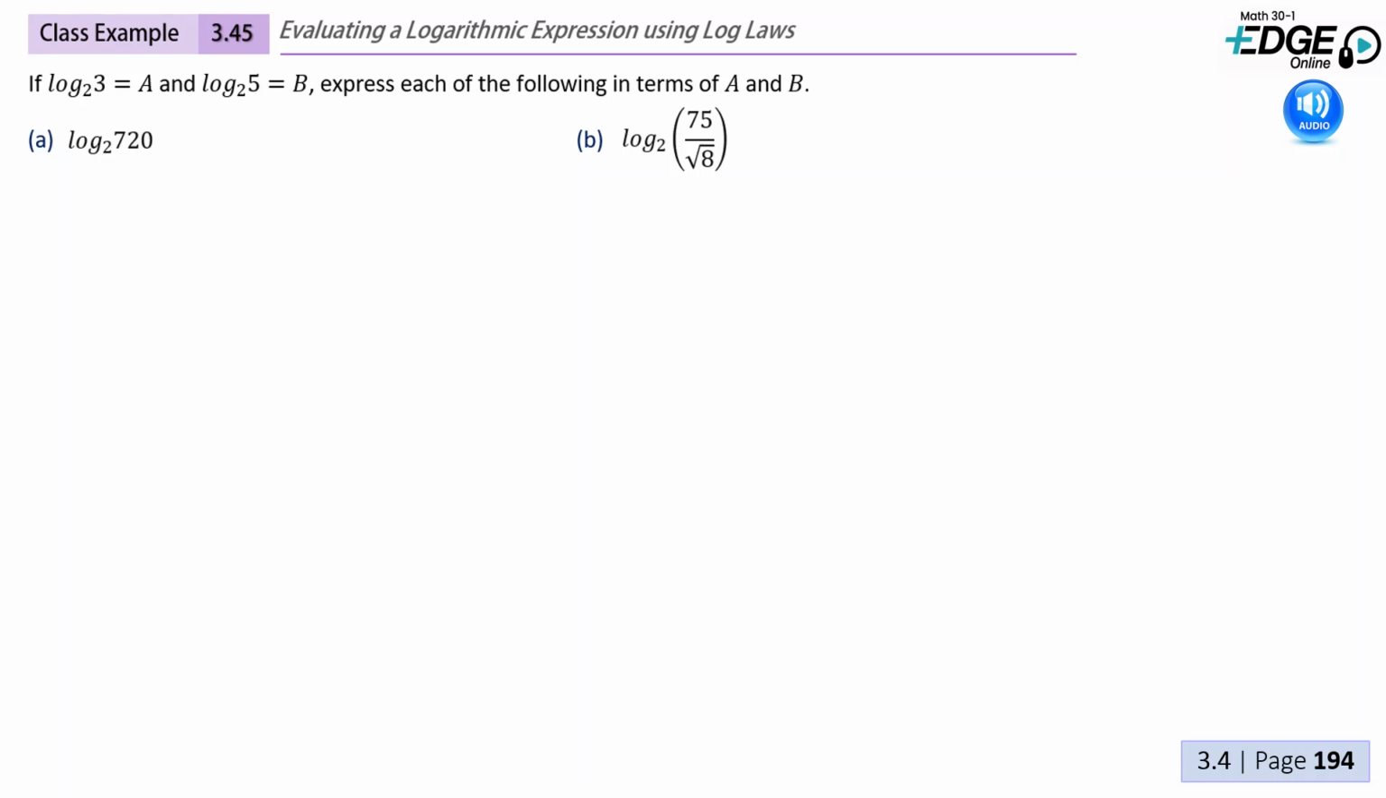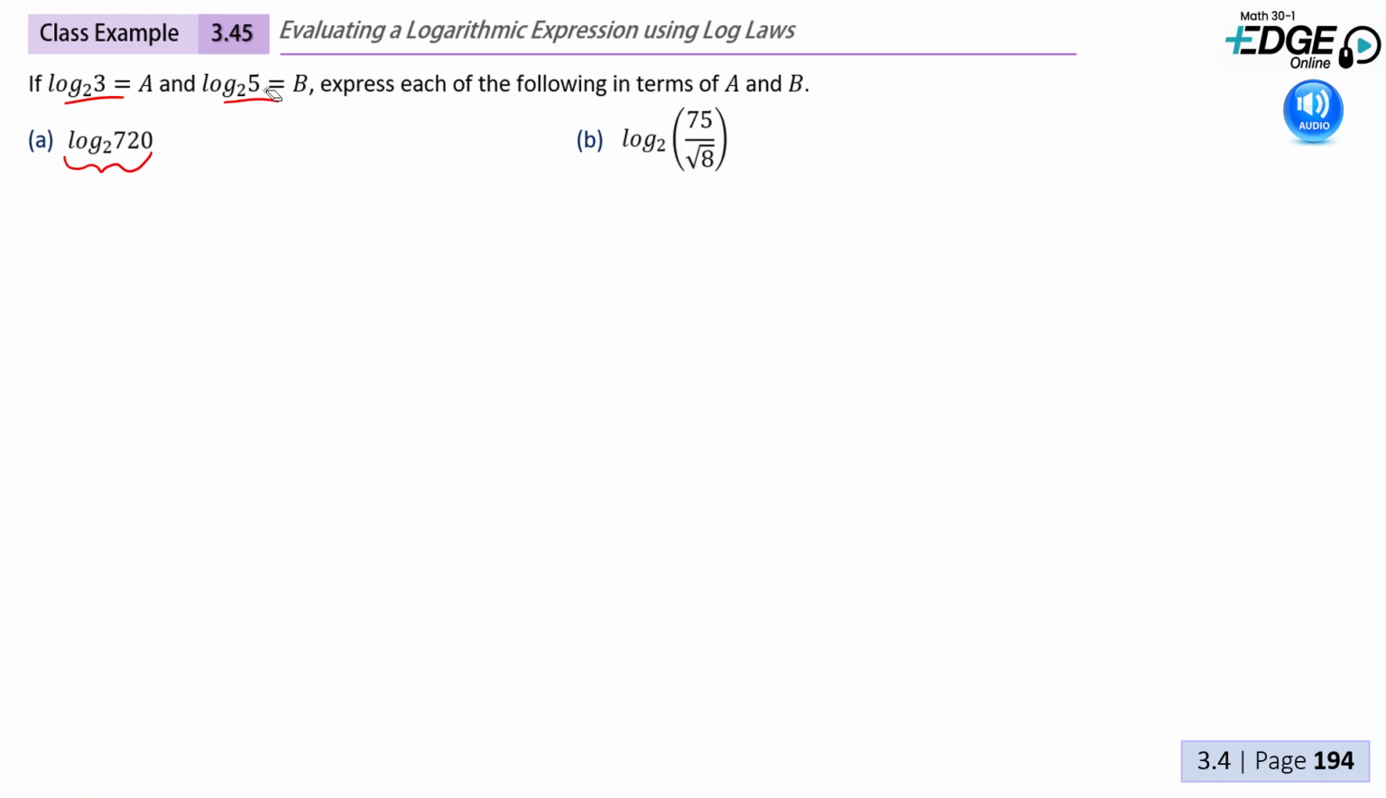Class example 3.45. If log base 2 of 3 is equal to a, and log base 2 of 5 is equal to b, express each of the following in terms of a and b. So in these questions, what we want to do is rewrite the given expression using the key that was given in the question.